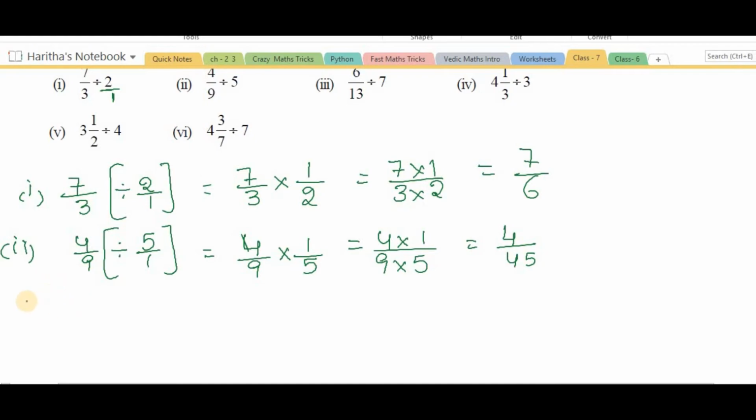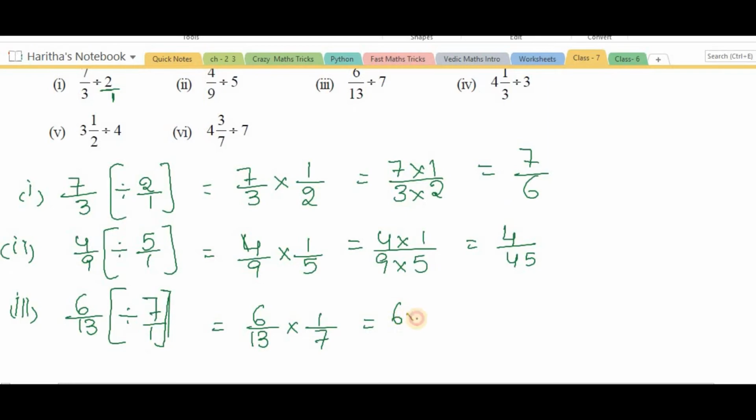Now next, 6 by 13 divided by 7. So the reciprocal of 7 by 1 is nothing but 1 by 7. And no cancellations, we can simply multiply numerator with numerator and denominator with denominator. 6 ones are 6, 13 sevens are 91.